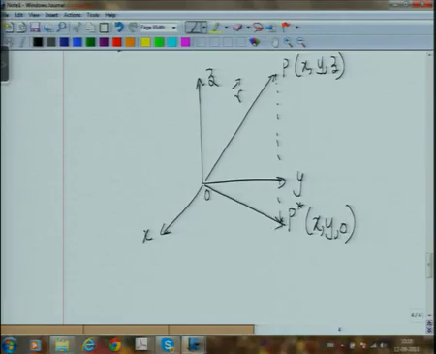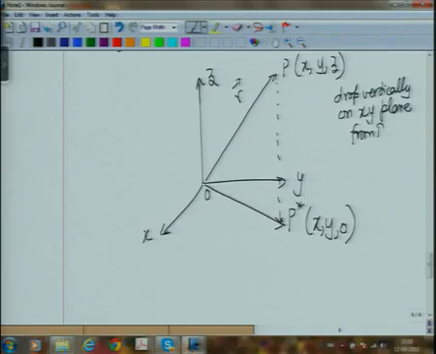Now, I join OP star. So, P star we drop vertically on the xy plane from P, and this intersects the xy plane at P star. Okay. Now, we will do some definitions.